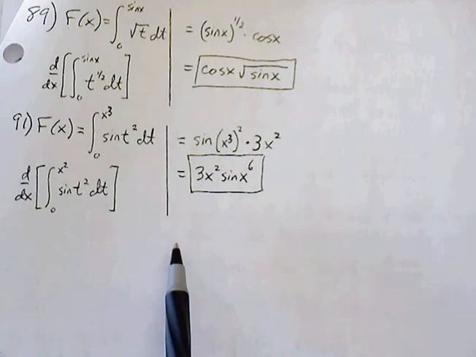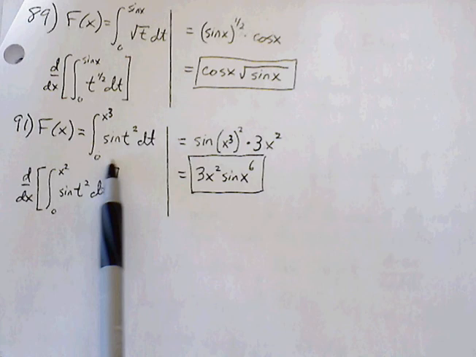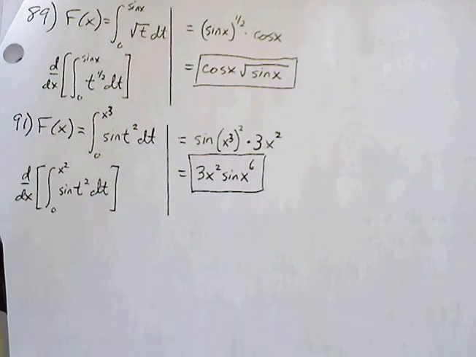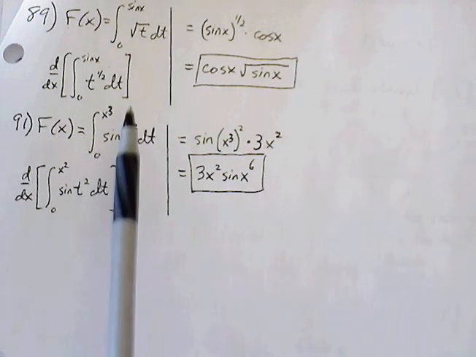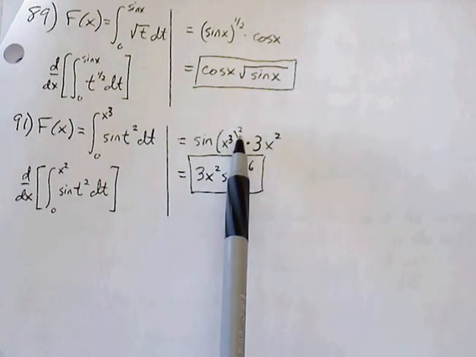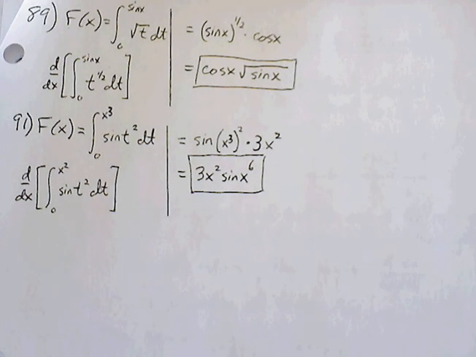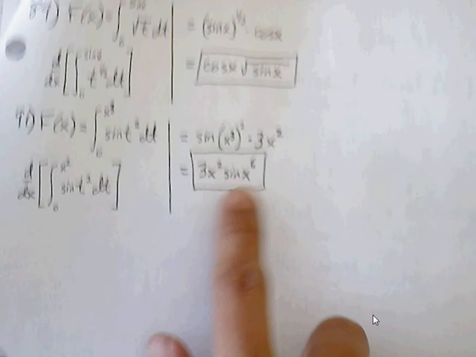Okay, 91 we can also apply using the second theorem of calculus. So plug the upper bound in for t, so we get sine of x cubed, quantity squared, times the upper bound's derivative, so x cubed becomes 3x squared. And we'll simplify this to be 3x squared times sine x to the 6th.